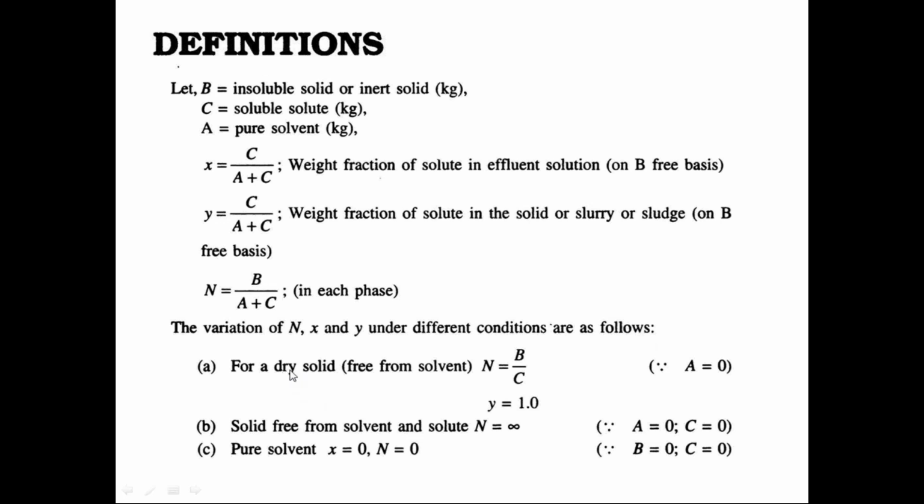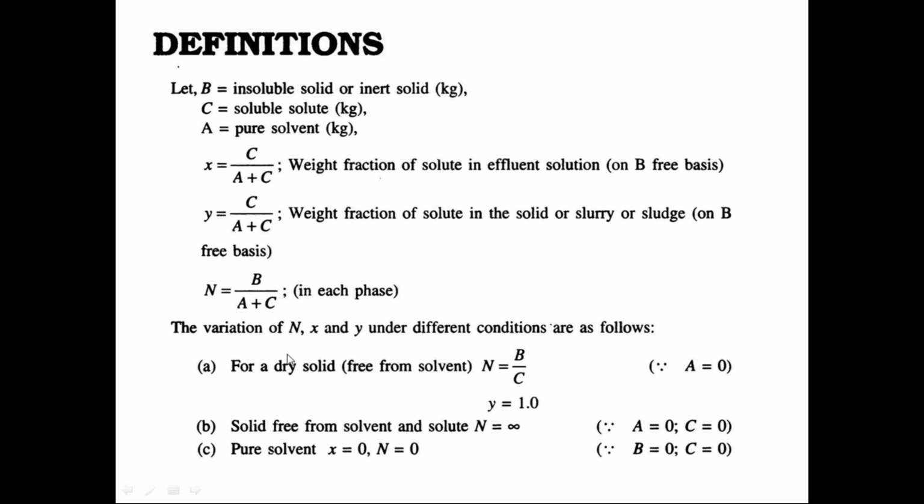For example, if you take a dry solid, so free from solvent, you can find that n is equal to B by C. If the solid is very dry, and for the first time you are adding it in the first stage, then n will become only the weight of the inerts divided by the weight of the solute present in the dry solid. So A is equal to 0 because no A is there in the dry solid.